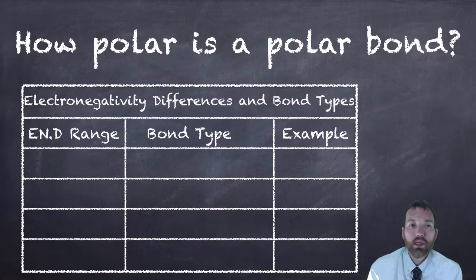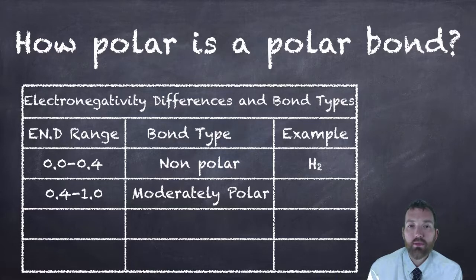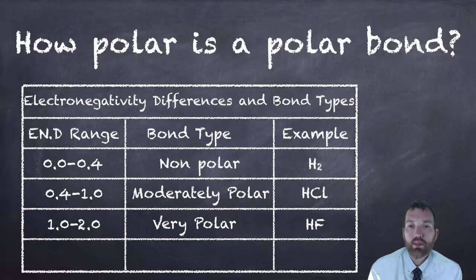So if you have an electronegativity difference between 0 and 0.4, the bond type is nonpolar. And a good example of this would be any diatomic molecule. Whatever hydrogen's electronegativity, that number subtracted from itself is going to be 0. If you have electronegativity of 0 or something really small like 0.4, you can just consider the bond nonpolar. If it's between 0.4 and 1, it's moderately polar. An example would be HCl. Between 1 and 2, it's very polar. That'd be something like HF, hydrogen fluoride.